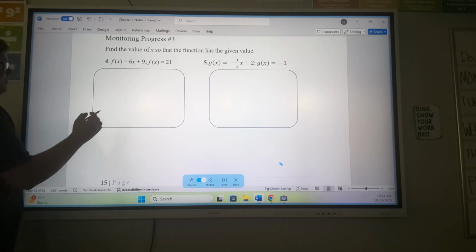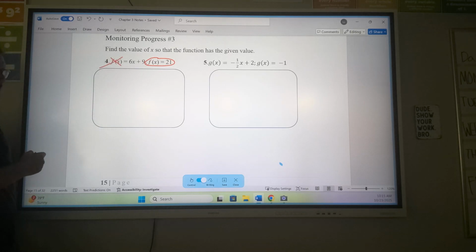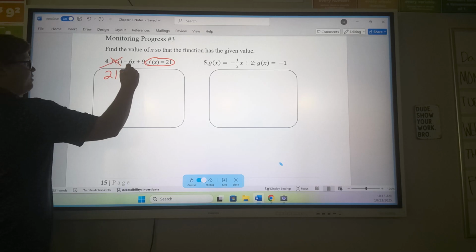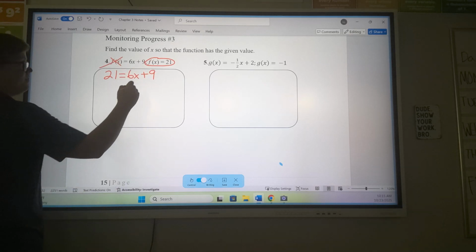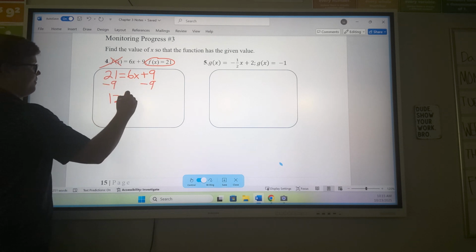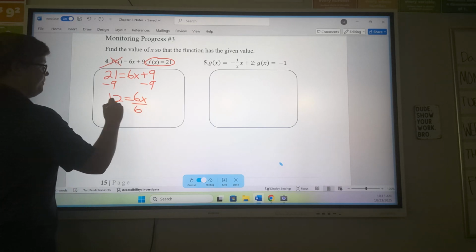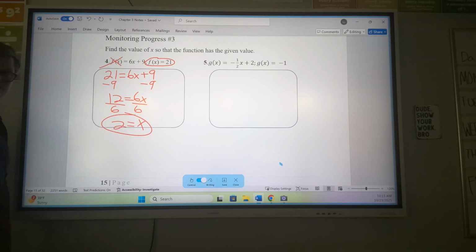Okay, in this situation, we see that f of x equals 21. That means we are taking f of x out. We are putting 21 in its place. So we have 21 equals 6x plus 9. The way to solve this is we subtract 9. 21 minus 9 is 12. And now we have to divide by 6. So we have 2 equals x, or x equals 2. Now move on to the next one.